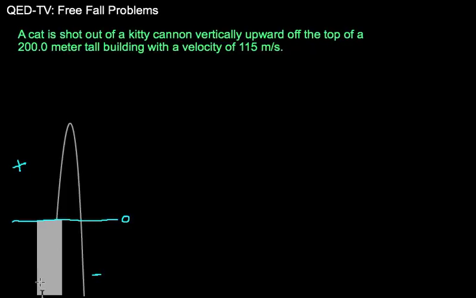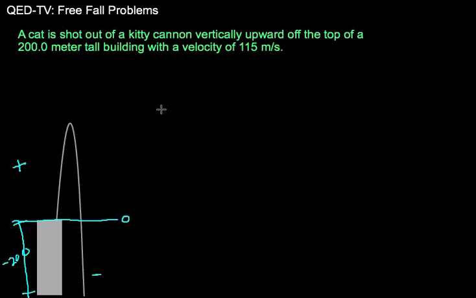So the displacement for this building all the way down is negative 200, because it's 200 meters down towards the negative end. So that's important to remember for our displacement.